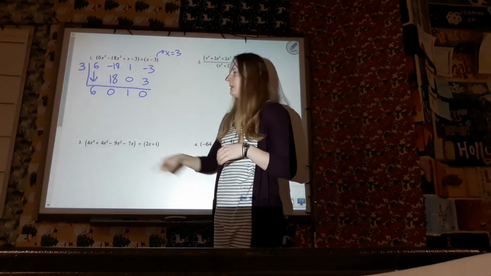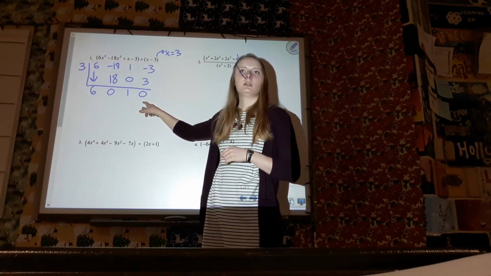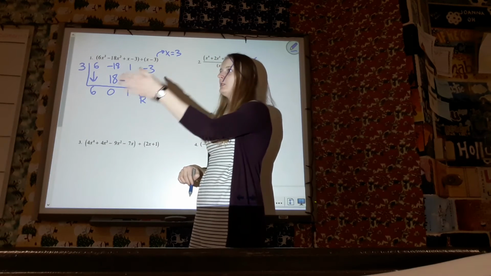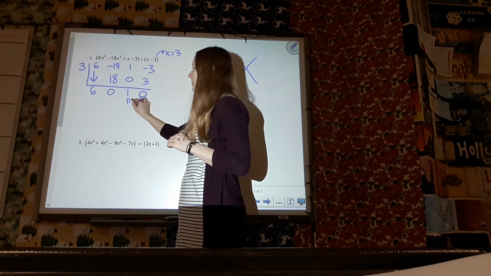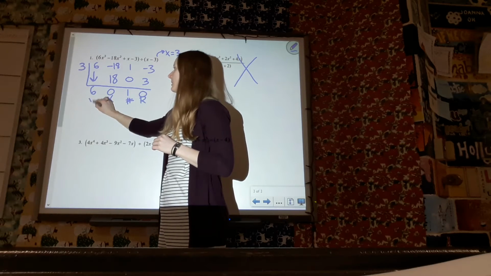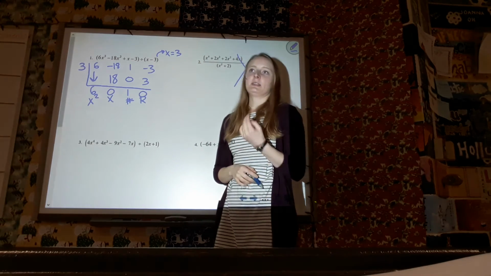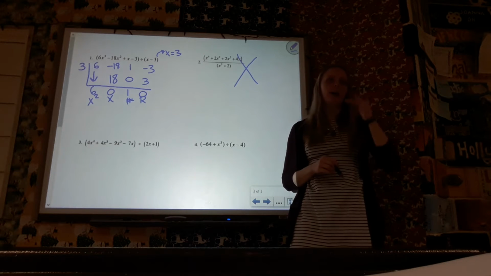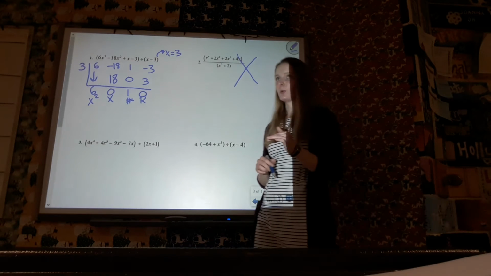Now we're going to label. What does this last number represent? The remainder. So I put an R here to represent remainder. And then from right to left, using standard form, I would have the number without a variable, then x, then x squared. Which makes sense because our dividend started as x cubed, and when you divide, it should go down by a degree, so it should be x squared now.